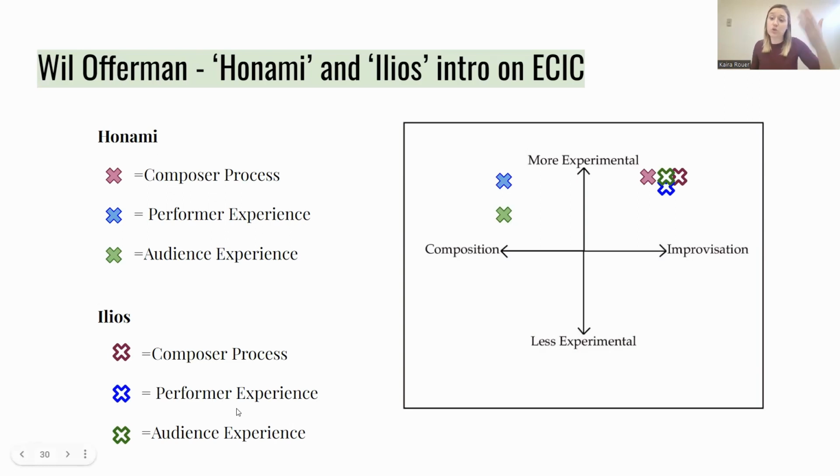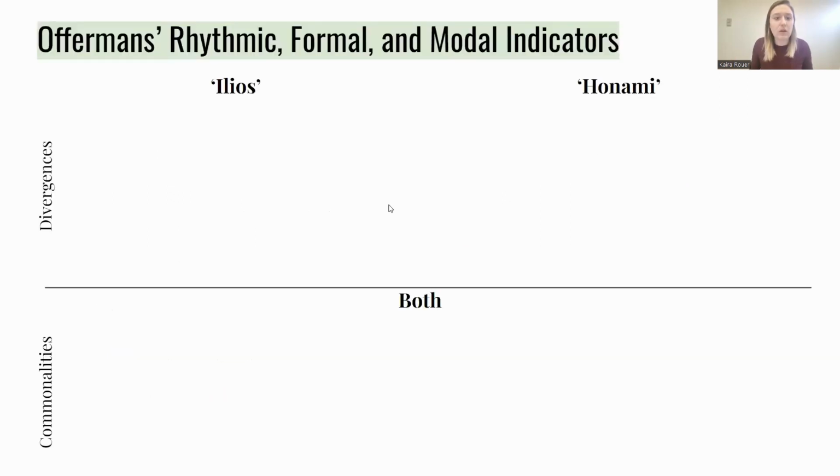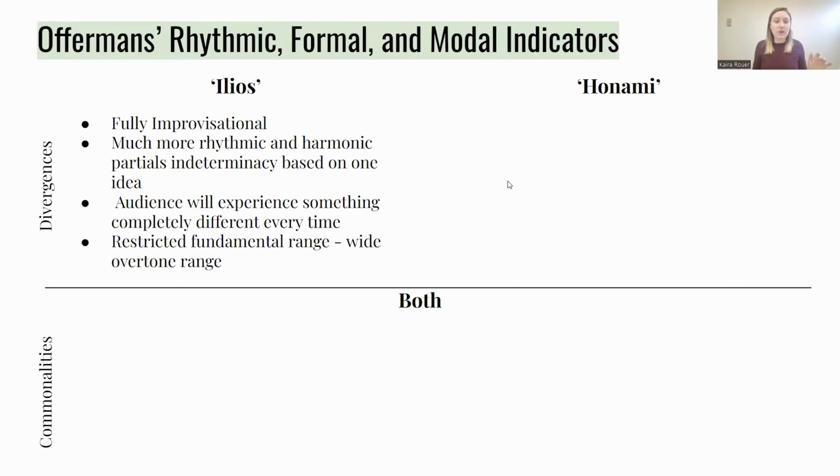And the audience is going to superimpose expectations and beliefs that they have on music by hearing that. There's less of a prescribed, I should like this, this sounds this way because of this. It's a lot more open-ended on how the audience can receive it. Okay, so Ilios, it's fully improvisational, much more rhythmic, and harmonic partials used to create indeterminacy based on like one idea. So he'll take one pitch and then add like 4 or 5 fingers, but then you have complete freedom with those fingers about what to do with them.